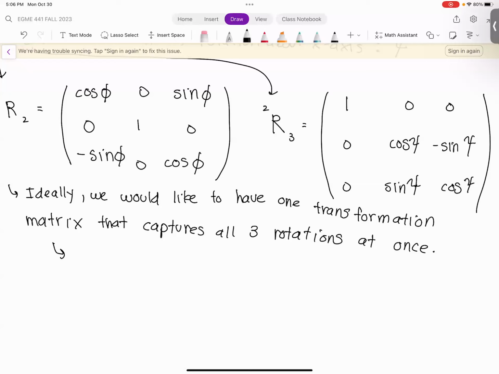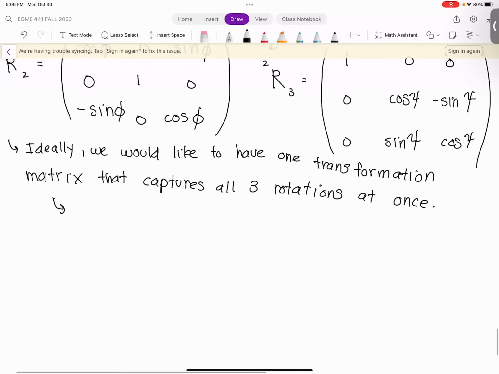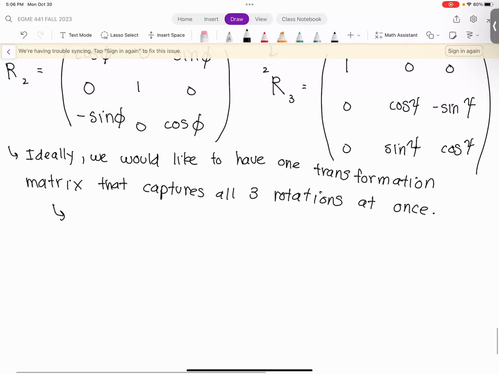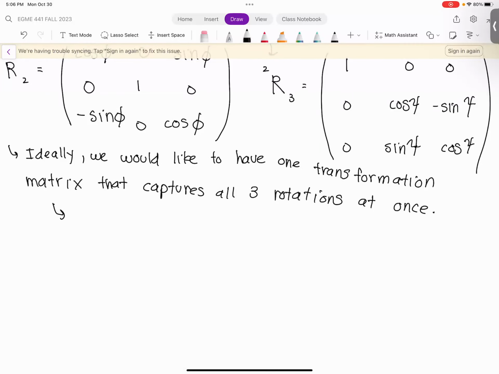All right, so to do this, it's relatively simple, or at least in theory, it's simple. Algebraically, it's not simple. In fact, it's something that we're most definitely going to skip. But to combine sequential transformations, all you have to do is just multiply the transformation matrices together in the right order.